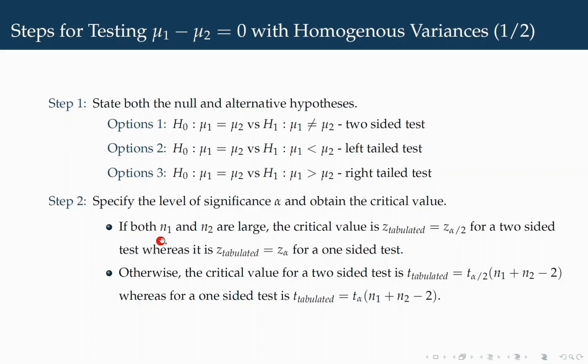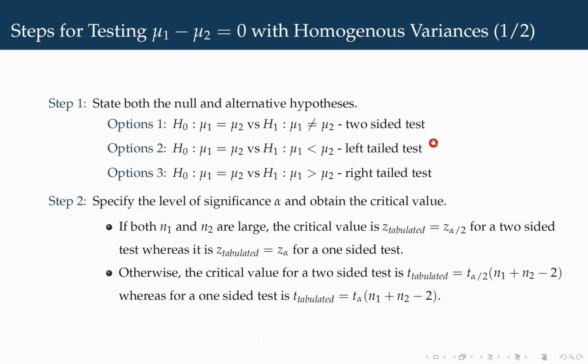Here, if the number of observations in both groups is large, the critical value should be determined based on that of a standard normal distribution. Therefore, the tabulated or critical value Z tabulated is obtained as Z alpha over 2 for a two-sided alternative hypothesis or for a two-sided test. So in the case of option 1, here we have a two-sided alternative hypothesis or a two-sided test, then the critical value should be Z alpha over 2, provided that both sample sizes are large.